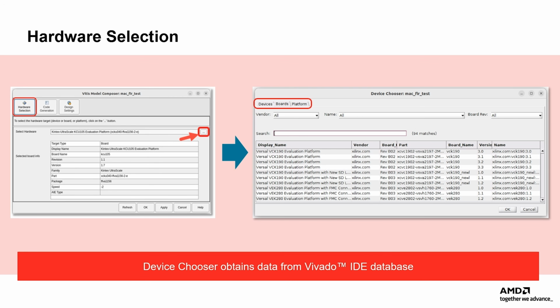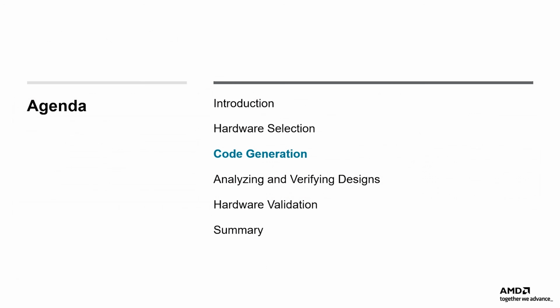Vitis Model Composer hub block provides a convenient way to select the hardware for your design via the hardware selection pane. The Select Hardware option leads to the Device Chooser dialog box, which displays a list of available parts, boards, and platforms that are supported by the Vivado IDE database. Once you have selected a target device, Vitis Model Composer can use the device data from the Vivado IDE database to optimize your design for the specific hardware platform. Now let's look at code generation.